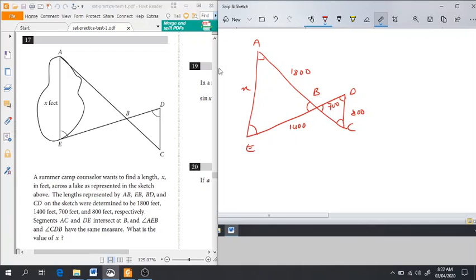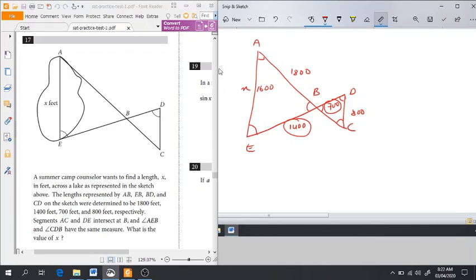Now if you are talking about the corresponding sides EB and BD, this side is twice whatever this side has. Then in a similar way, the corresponding sides DC and AE, if this is 800 then this side should be double of that, so this has to be 1600.